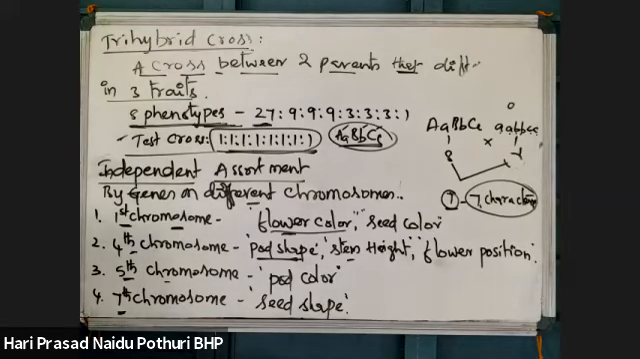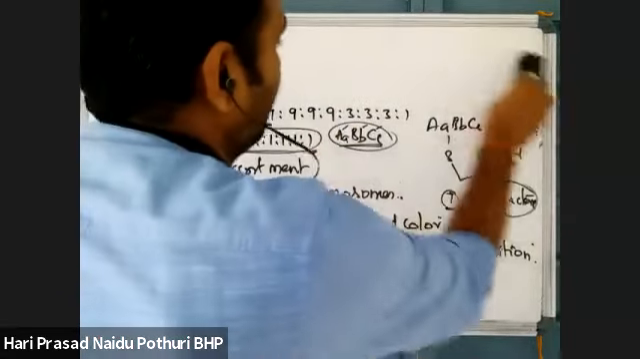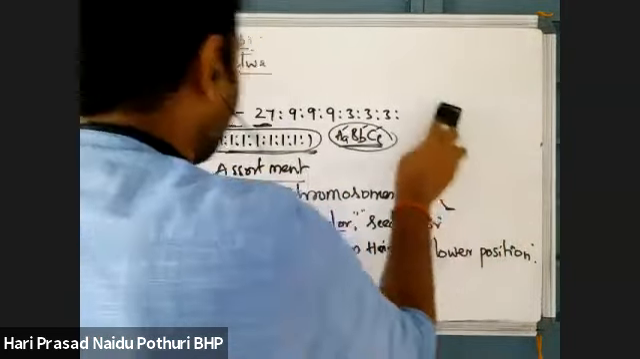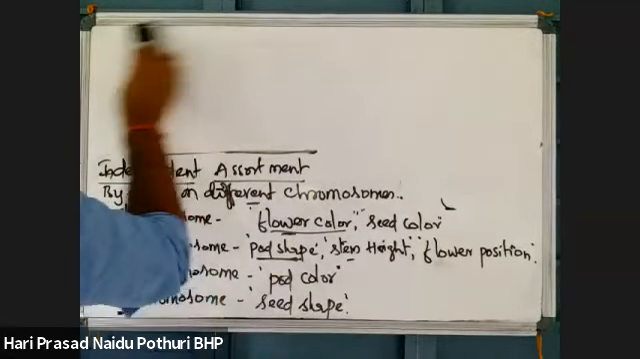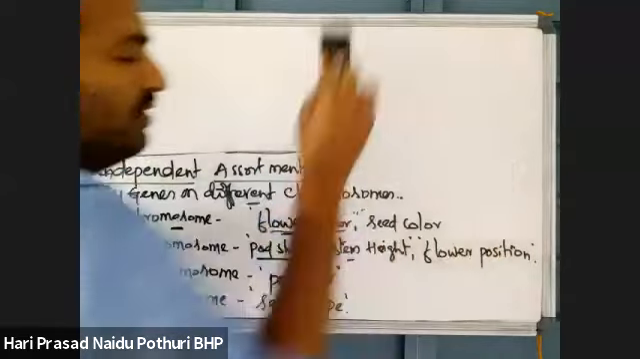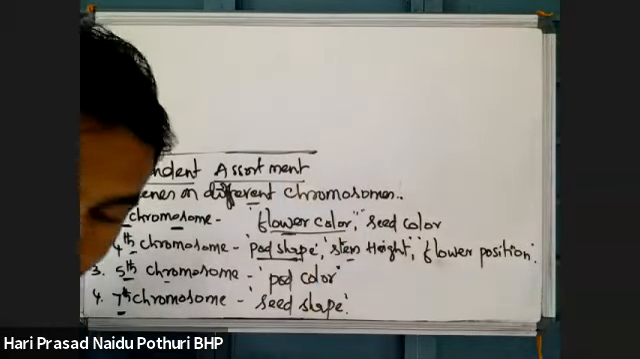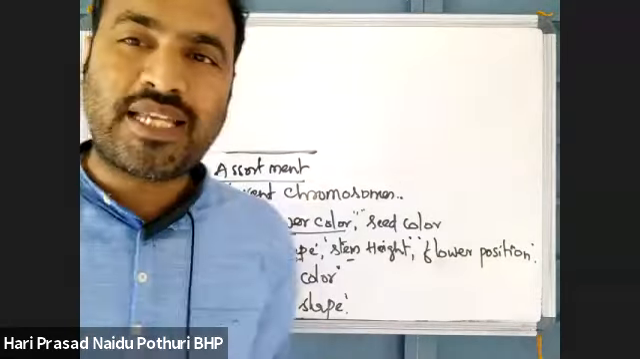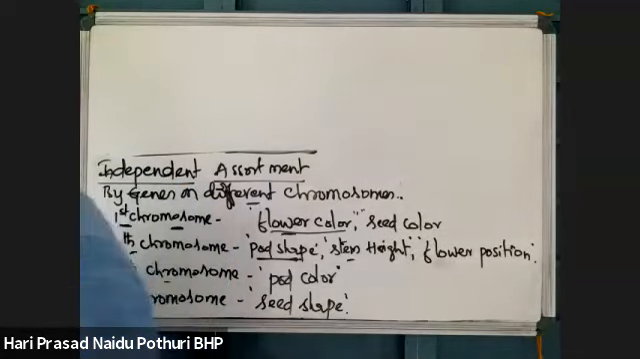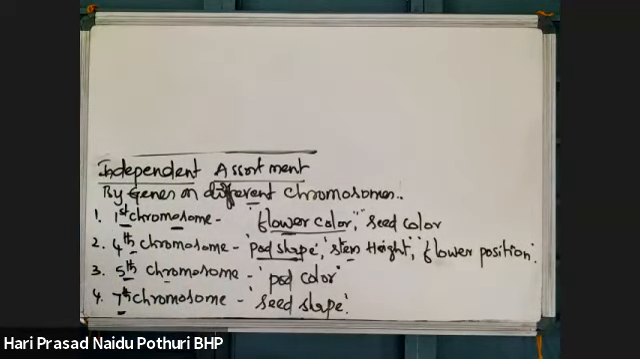Okay. Now, Mendel succeeded in the dihybrid cross. I told you, due to independent assortment. Why did he succeed? By chance. By chance, the characters chosen by Mendel are present on different chromosomes.